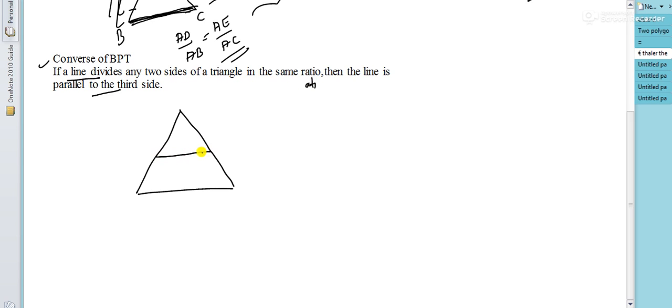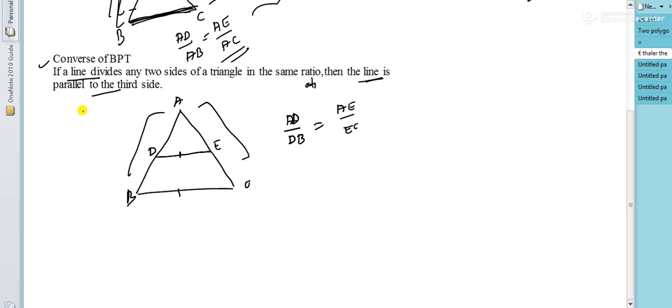imagine this is the line, and this is what it's doing. It is dividing two sides of the triangle in the same ratio. For example, in triangle ABC, this is DE. This line is dividing AB into AD and DB, and AC into AE and EC, and these two ratios are the same. Then the line is definitely parallel to the third side. Which one is that? BC. So we can say DE is parallel to BC.